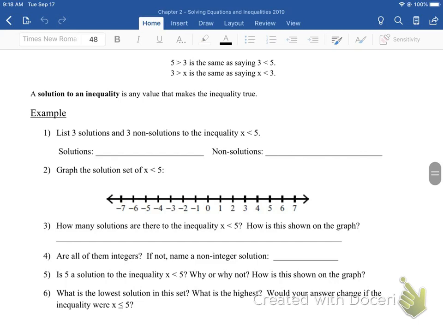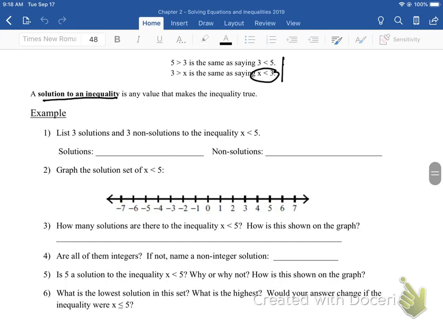Okay, so this one is just saying that the two are reversible. So if you have 5 is greater than 3, it's the same thing as 3 is less than 5. If you have 3 is greater than x, it's the same thing as saying x is less than 3. For our purposes, we prefer to have the x on the left, just because it's easier to read. Okay, the solution to an inequality, just like with an equation, is a set of numbers that make the equation true.